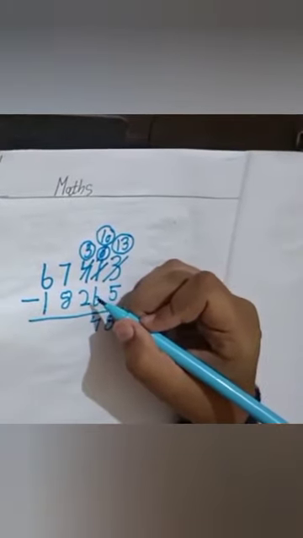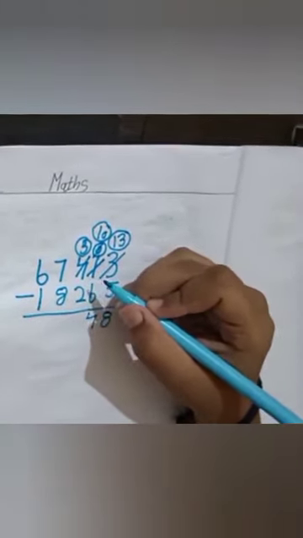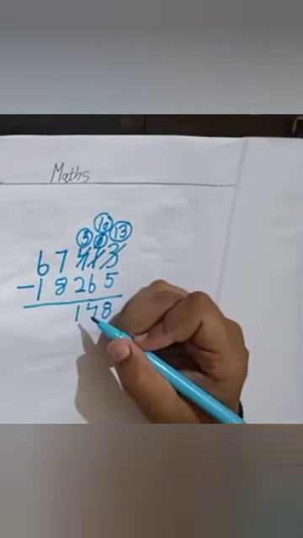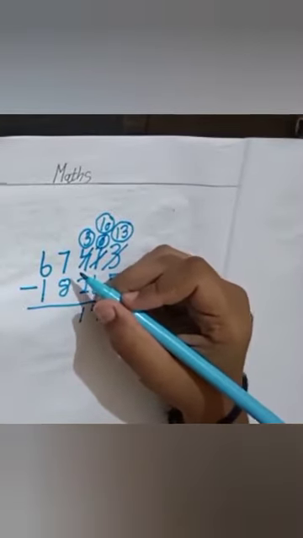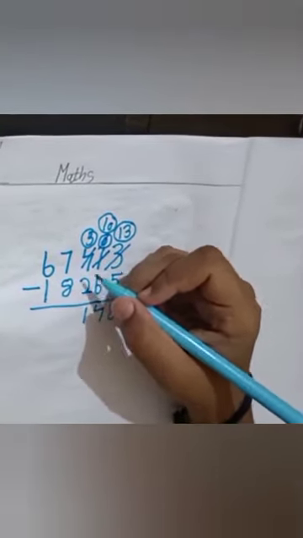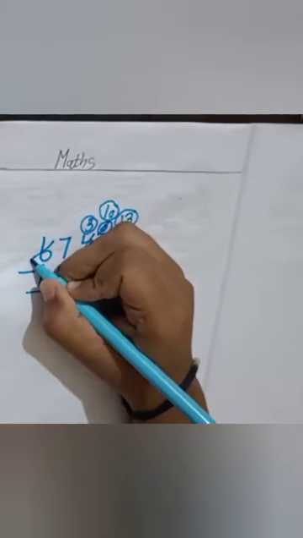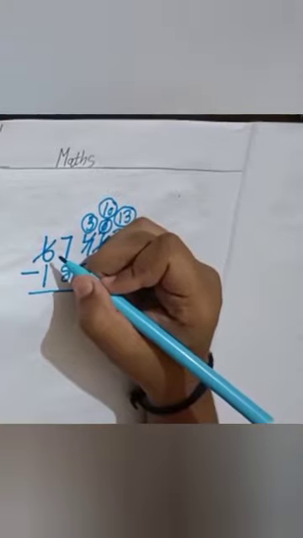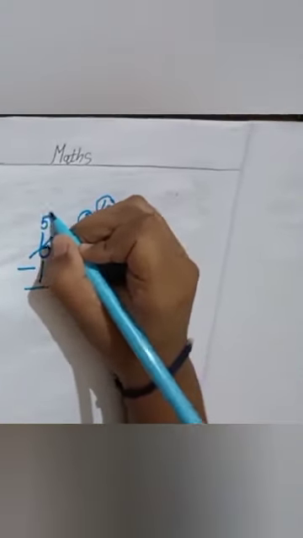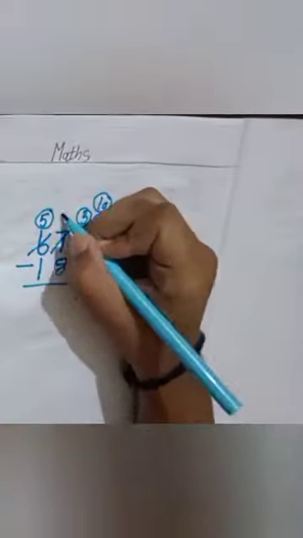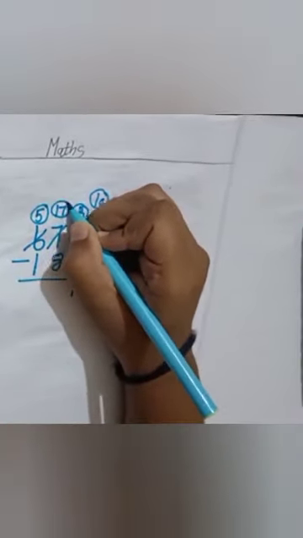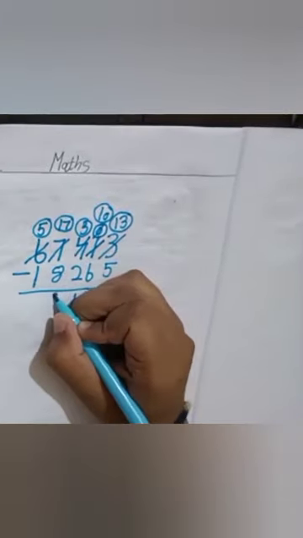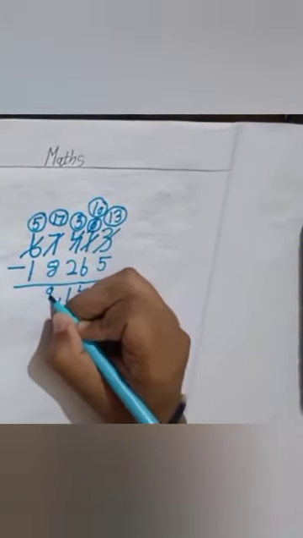And now we have to subtract 2 from 3. If we do that, the answer will be 1, so we put the answer as 1 here. Now we have to subtract 8 from 7. Doing that is also not possible, so we take the borrow from the next number, which is 6. 6 will become 5 and 7 will become 17. And now 17 minus 8 is 9. So we put the answer as 9 here.